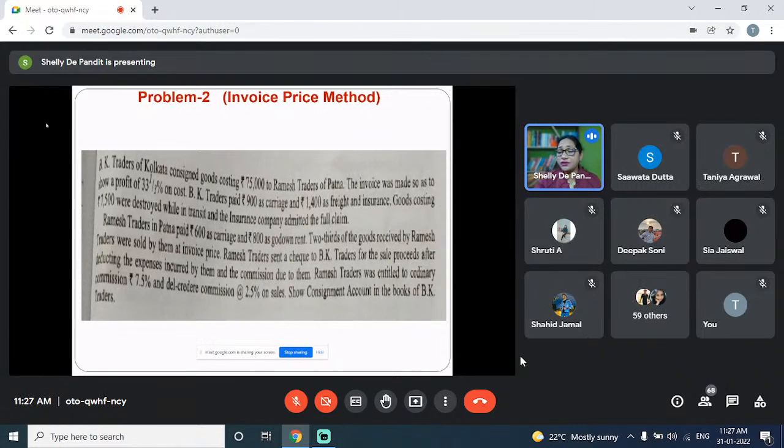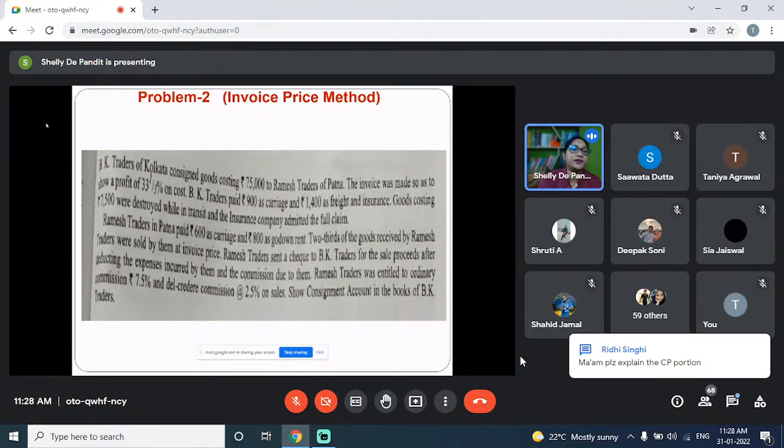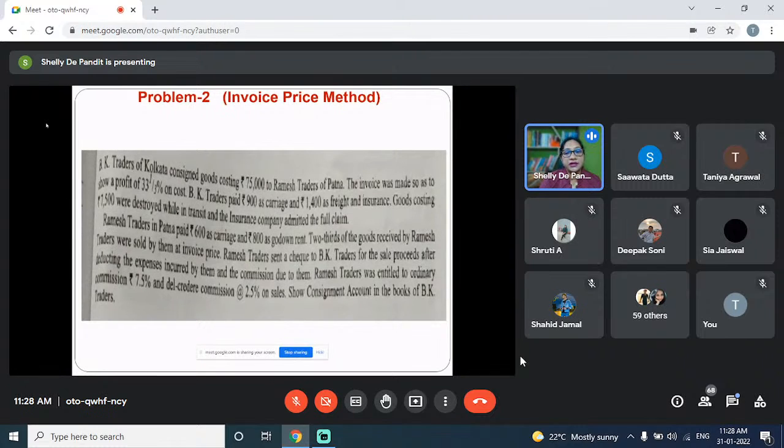You can take one screenshot and I am just going to read it out. Okay, so a trader of Kolkata consigned goods costing 75,000 to another trader of Patna. The invoice was made so as to show a profit of 33 and 1/3% on cost. The consignor paid carriage, freight, and insurance. Goods costing rupees 7500 were destroyed while in transit. That means it is your abnormal loss. An insurance company admitted the full claim. That means whatever is due for the abnormal loss, the insurance company paid off the entire amount.